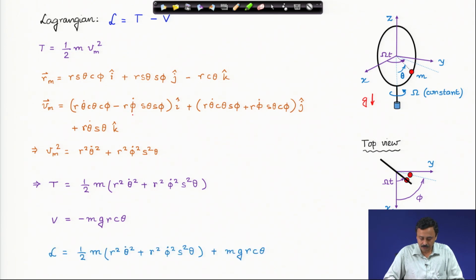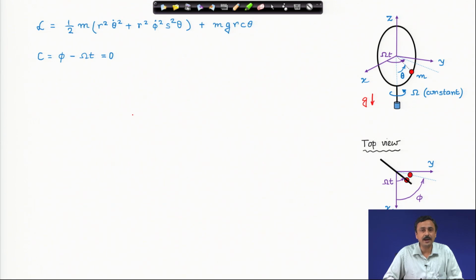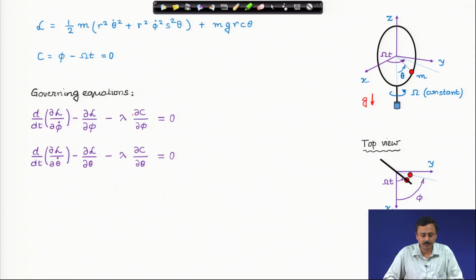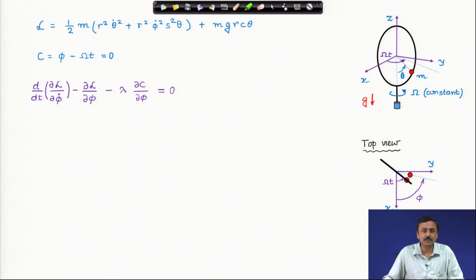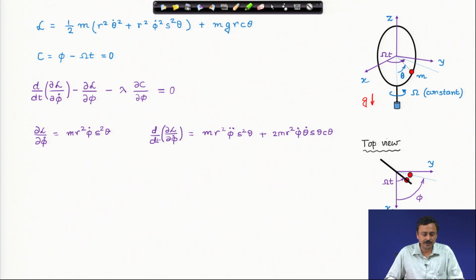We have the Lagrangian now. We start with this Lagrangian and the constraint. We have derived this general form of our governing equations. We have two coordinates, therefore, two equations corresponding to each. The first equation is corresponding to phi, the second is to theta, and additionally we have this constraint. We have three equations in three unknowns: phi, theta and lambda. We will start one by one with the phi coordinate first. We find out del L del phi dot and d dt of that.